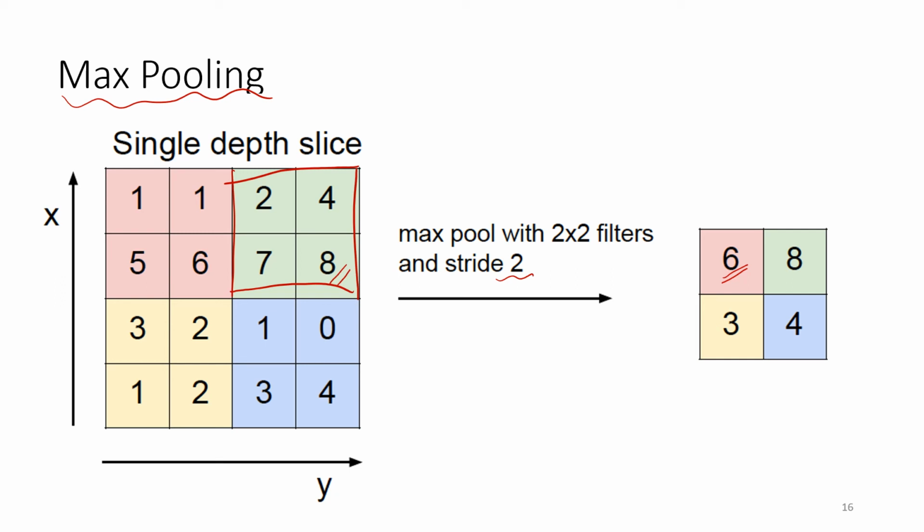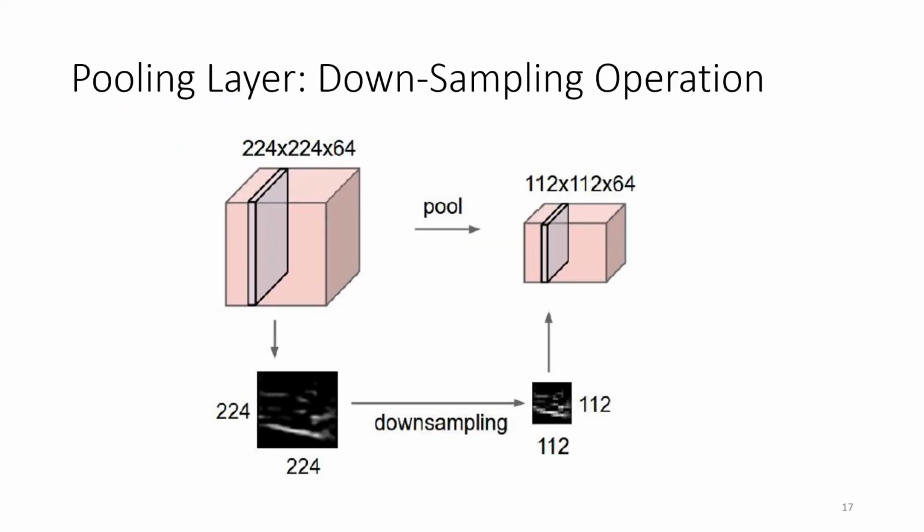An important thing to note here is that pooling layers do not have any parameters, so they're just performing some stationary operation. They do not have any parameters to be learned. They're just like a function performing a static function over their inputs. And as I said, they perform this downsampling operation.